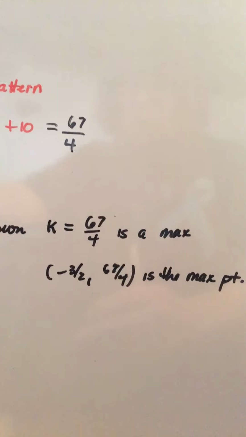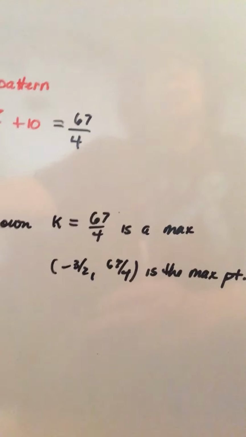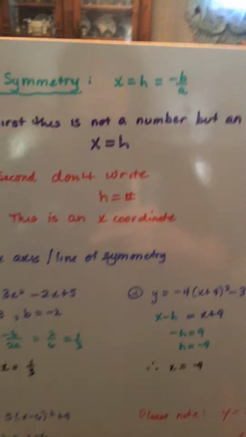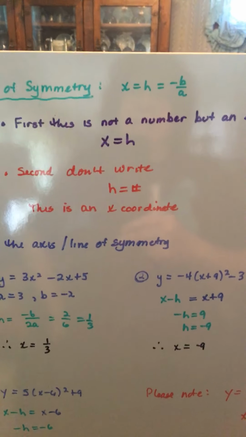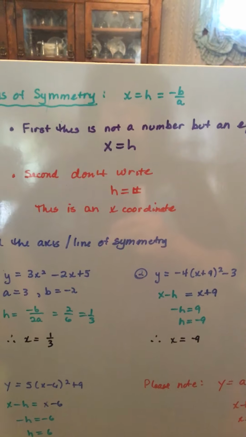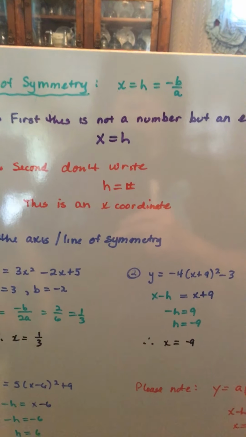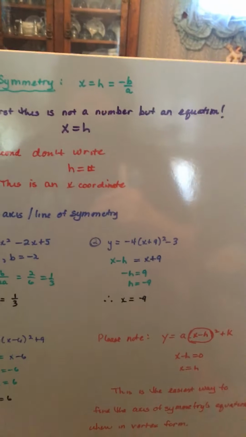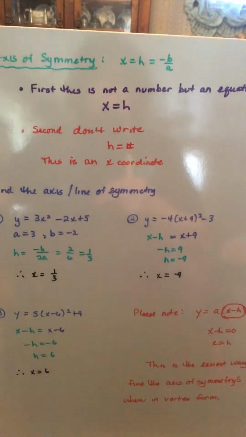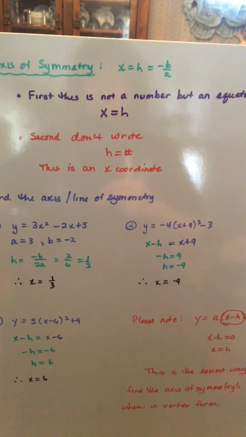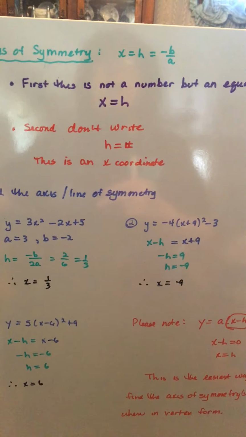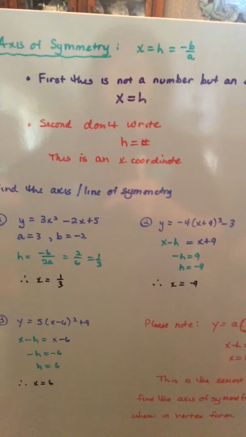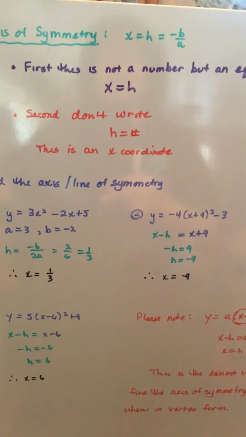negative 3/2, comma, 27/4. Now, the axes of symmetry, which we've already covered in detail, but I'll hit it again just because here's two things people mess up. First off, the axes of symmetry is an equation, not a number. Don't tell me the axes of symmetry is 2. It's negative 3/2. That's a number.